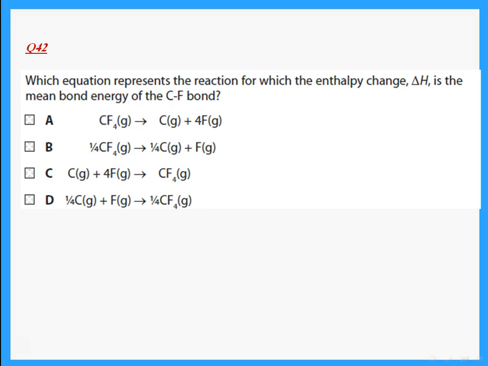Please remember these explanations. Now, he says which equation represents the reaction for which the enthalpy change is the mean bond energy of the C-F bond. So he's saying which of these equations would give you the bond energy of one C-F bond. So of course, if we have CF4, each CF4 has 4 bonds. So if I want the bond energy for 1, it will be a quarter of that in order to get the bond energy of 1.